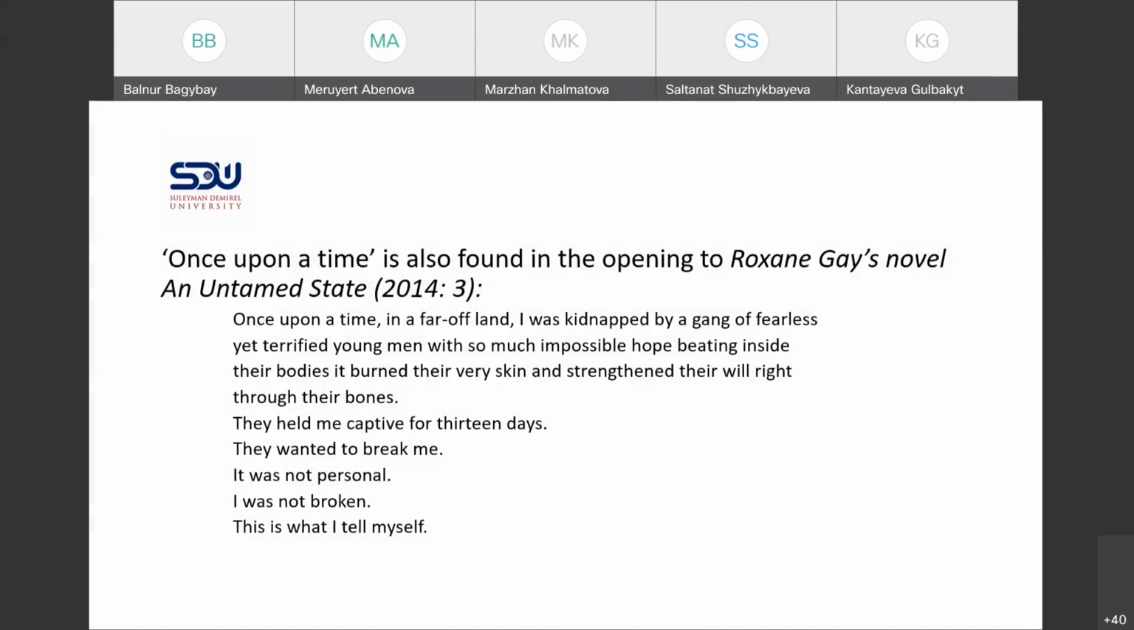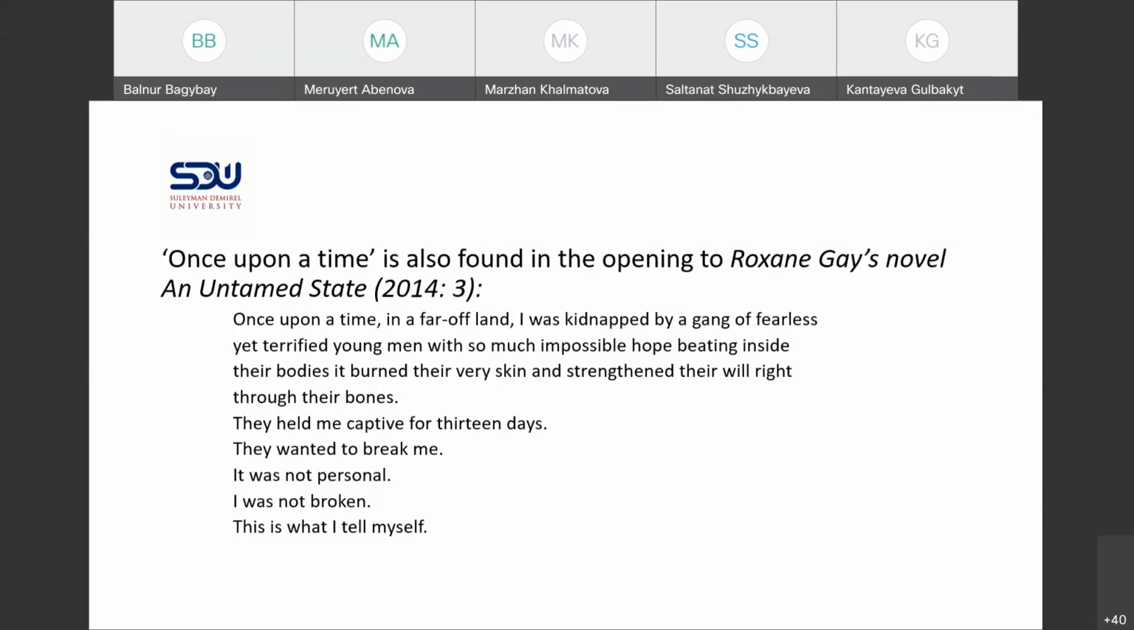The author is mixing a fairy tale register with the register that is associated with crime. If you have a look at that extract, you can note to yourself which words belong to which lexical set. You will find it out. You will analyze it yourselves, I think. So let's think why Roxane Gay used that register mixing.